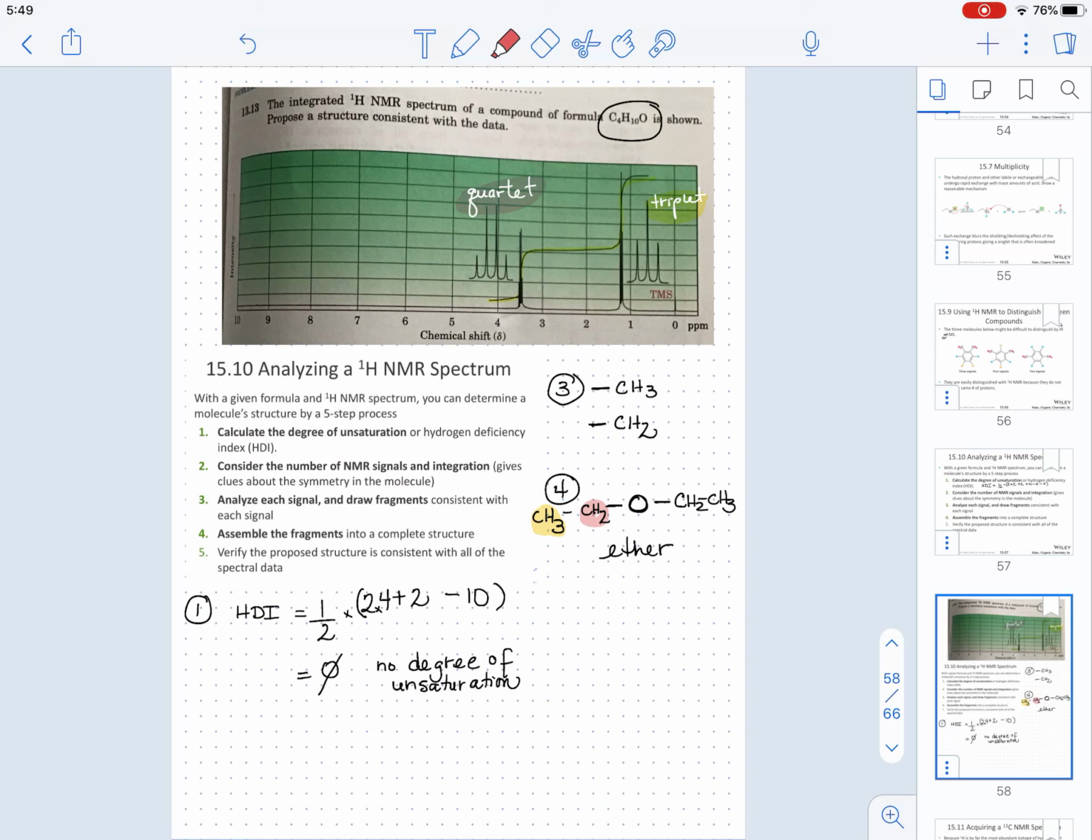Now, taking that into consideration, we're going to verify the proposed structure, which was the explanation that I just gave. So for this NMR, this is the structure, which is an ether, and this is diethyl ether.